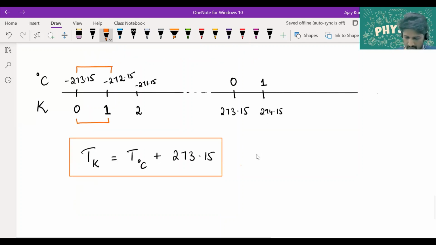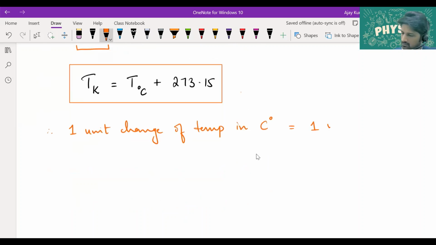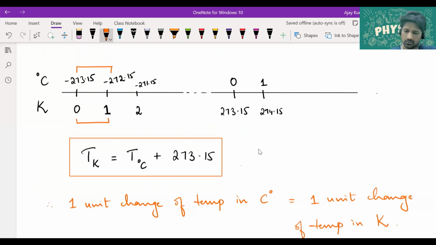Therefore, 1 unit change of temperature in Celsius degrees is equal to 1 unit change of temperature in Kelvin scale. Keep this point in mind. The starting value is different, but the unit sizes are same. So this is how you convert from one to the other. We could directly write this equation. Temperature in Kelvin is temperature in degrees C plus 273.15.